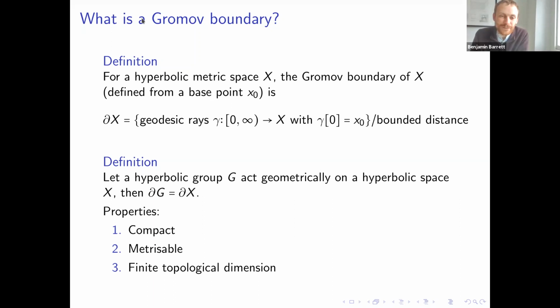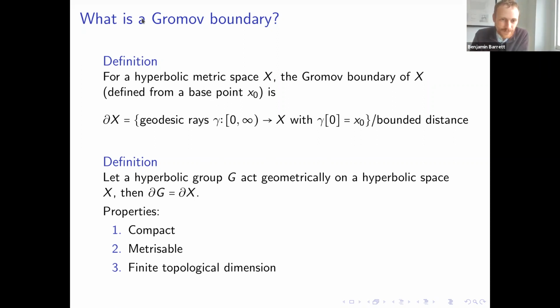And finally, it has finite topological dimension. I don't want to go into too much detail here, but for a topological space you can define dimension in a lot of different ways. Here I'm referring to the covering dimension. What I'm saying is that for any boundary of a hyperbolic group, that space has finite covering dimension, and similarly finite other sorts of dimension, if you like to define dimension differently.